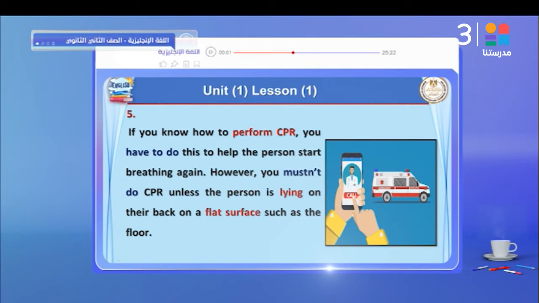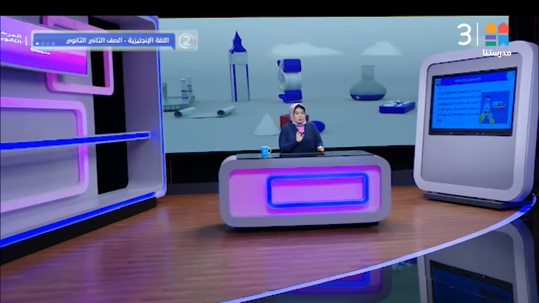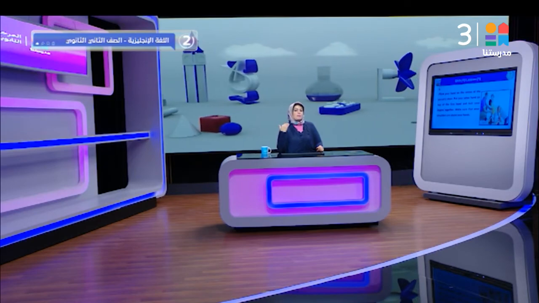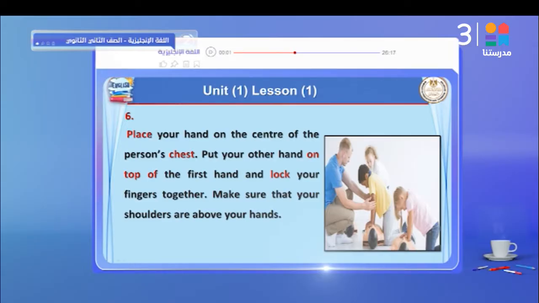لازم يكون الشخص نايم على ظهره on a flat surface, على flat surface, على سطح flat. ما يكونش سطح متعرج, لازم يكون flat مسطح ما فيهوش أي حاجات متعرجة. Such as the floor, like for example the floor, الأرضية بتاعت البلاط والحاجات دي. Okay, so this is the 5th tip talking or started to introduce CPR for us. Let's see more information about it.